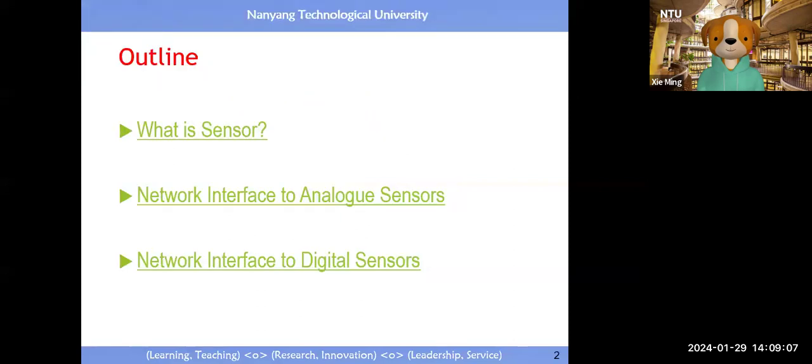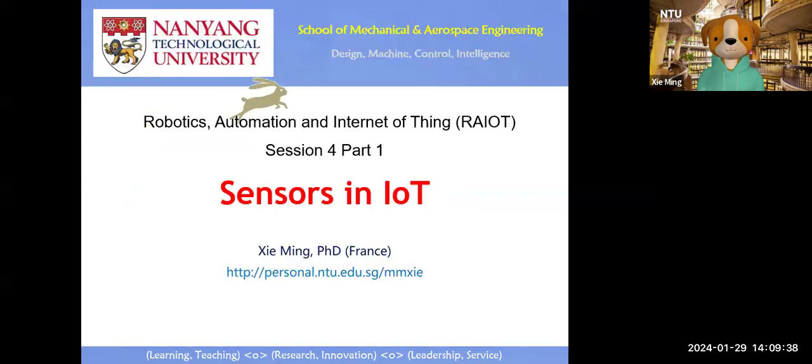Okay, so today we are going to have three lectures, right? The first lecture is for you to know what a sensor is, and I am going to show you one or two examples of analog sensors and one or two examples of digital sensors, right? Then subsequently, we need to know how to interface with the analog sensor and how to interface with the digital sensor, right? Okay, and today's study is equally applicable to the topics of robotics and automation.